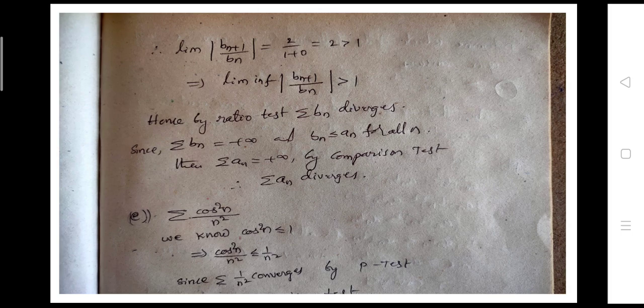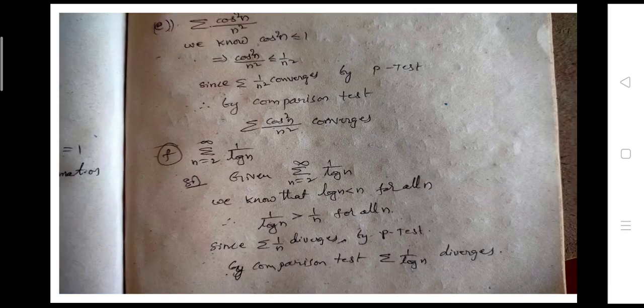We know that sigma 1 by n square converges by the p test. By the comparison test, sigma cos square n by n square also converges, because sigma 1 by n square converges by the p test only. That is what we have written here. We know cos square n is less than or equal to 1, so cos square n by n square is less than or equal to 1 by n square. Since sigma 1 by n square converges by the p test, by the comparison test, therefore sigma cos square n by n square also converges.